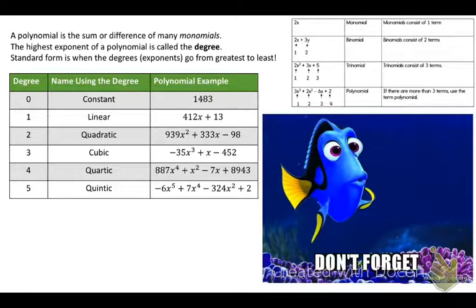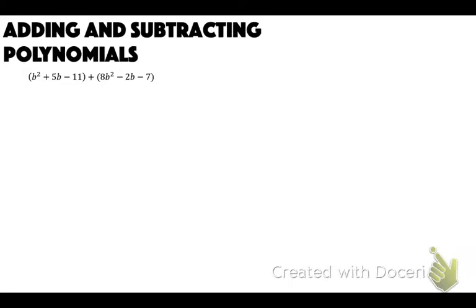Don't forget. Okay, so adding and subtracting polynomials, pretty straightforward. We're just going to combine like terms. So b squared and 8b squared is, you could go through the steps of this if you want. So since they're adding, I just dropped the parentheses. And then I'm going to put the terms right next to each other. Now, you don't have to go through all these steps. If you want to, we could just go like this.